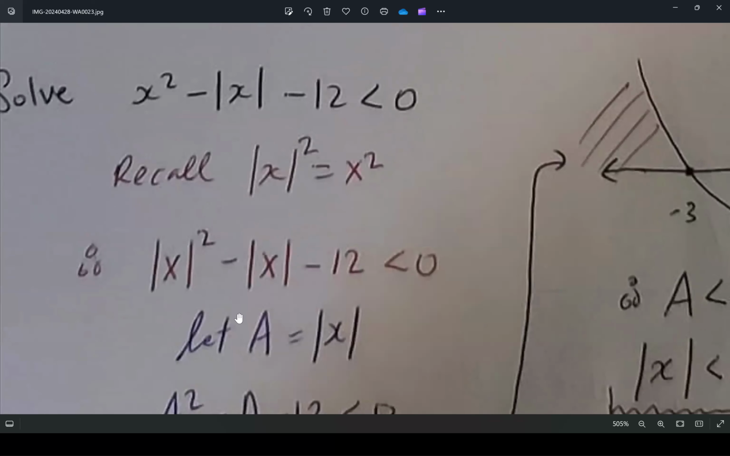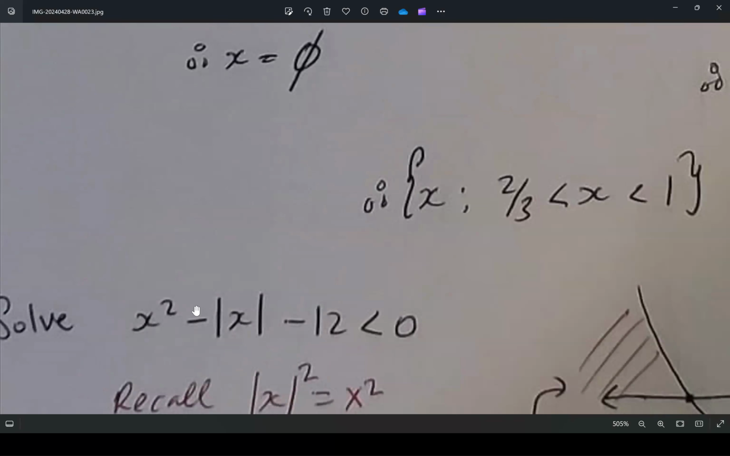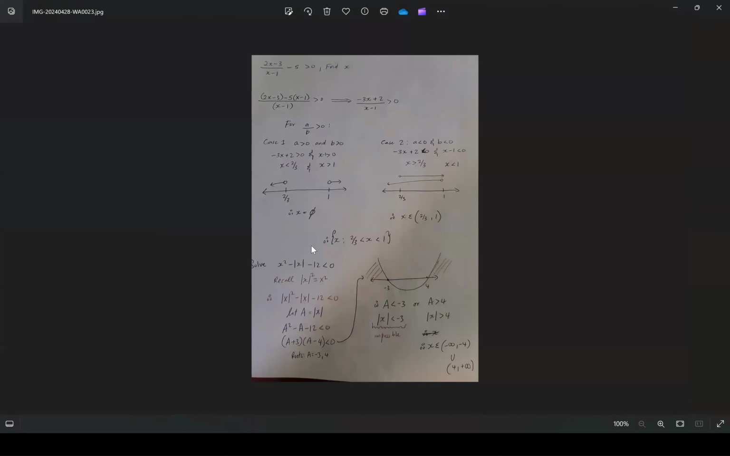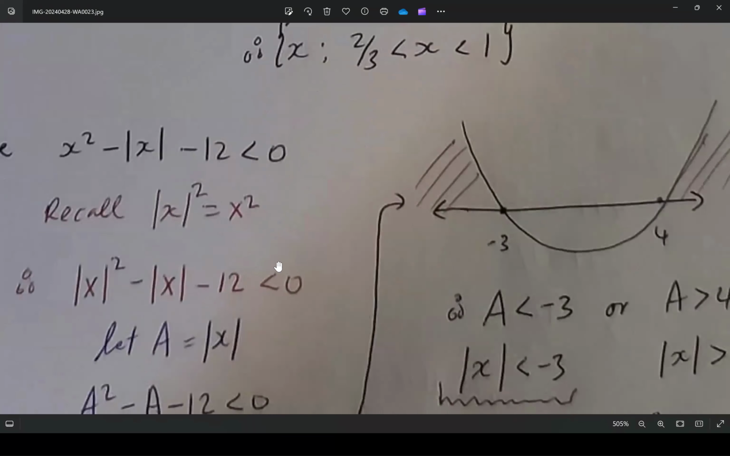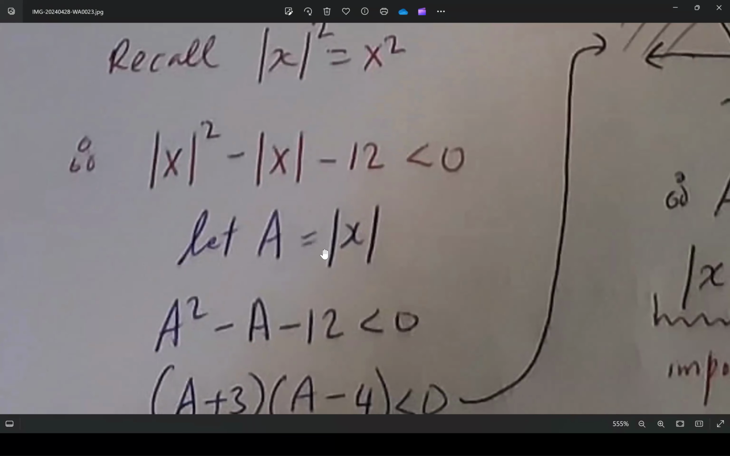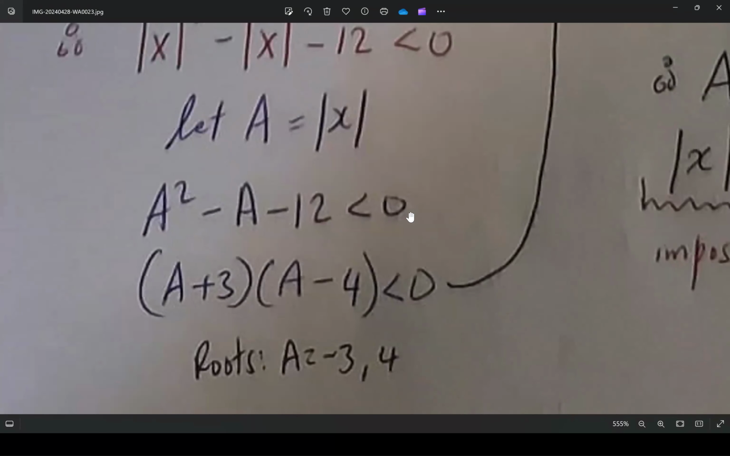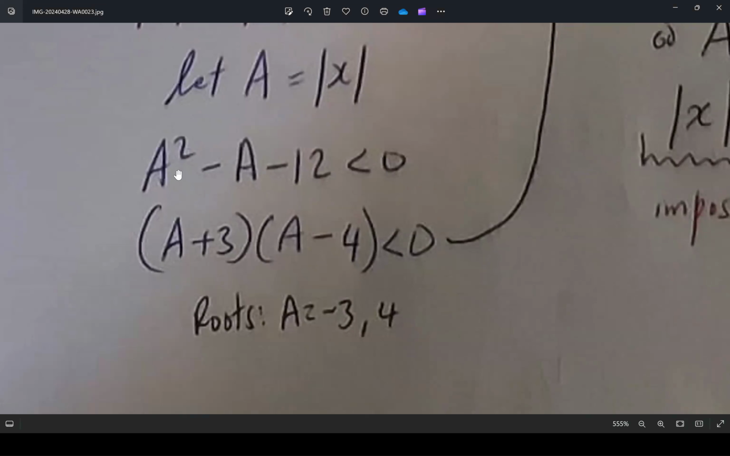Remember earlier, this is not a quadratic exactly, at least not the regular way that we see it, because this is x, but this is the modulus of x. Now we both have them as being modulus. So the first thing I'm going to do is replace the modulus of x with a. So now we have a squared minus a minus 12 is less than 0. Now we're getting into the things that we know how to do, which is solving a quadratic. So now we factorize it to have a plus 3 and a minus 4 is less than 0.